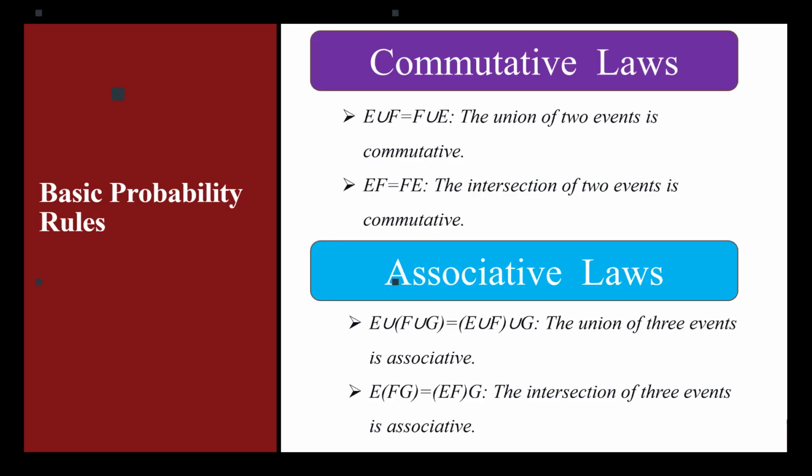Now, there are some commutative rules between those kinds of mathematical processes. Union and intersection have that characteristic. So the union of E and F is going to be equal to the union of F and E. Very straightforward. Okay? Same goes for the intersection. The intersection of E and F is going to be equal to the intersection of F and E.